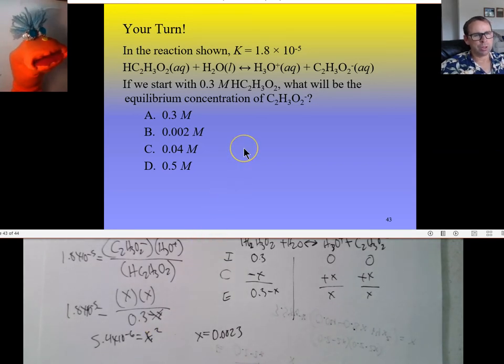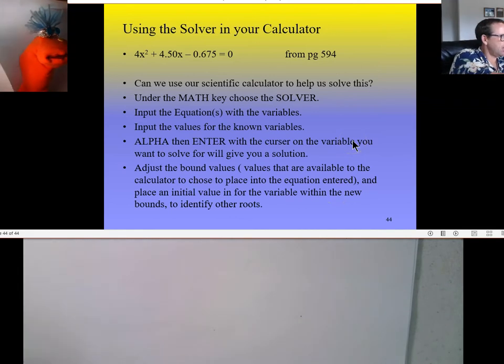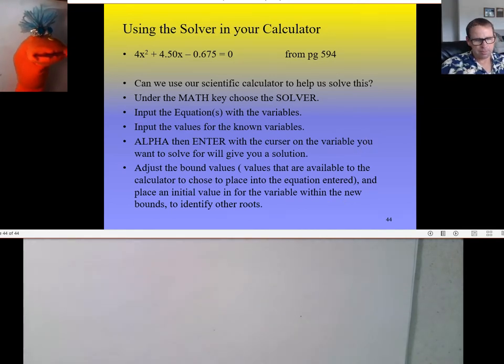What will be the equilibrium concentration of the acetate ion? It's 0.002, so it's got to be B. Okay, so X is the equilibrium concentration of the acetate ion in our ICE box. Okay, very good.